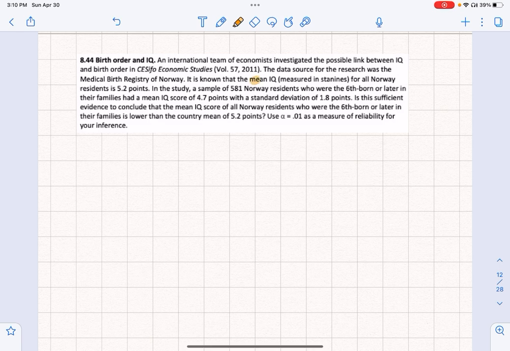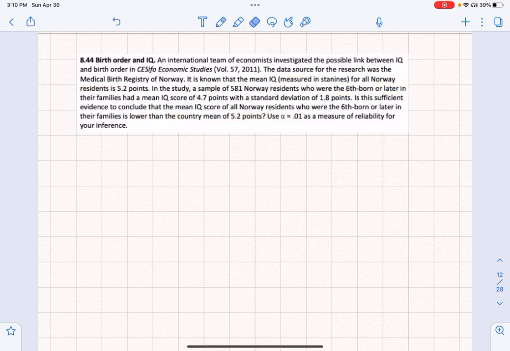It is known that the mean IQ for all Norway residents is 5.2. In this study, they sampled 581 residents who were sixth born or later. These people had a mean IQ of 4.7 with a standard deviation of 1.8. Is there sufficient evidence to conclude that the mean IQ score for all Norway residents who are the sixth born or later is lower than the country mean of 5.2? Use alpha equal 0.01.